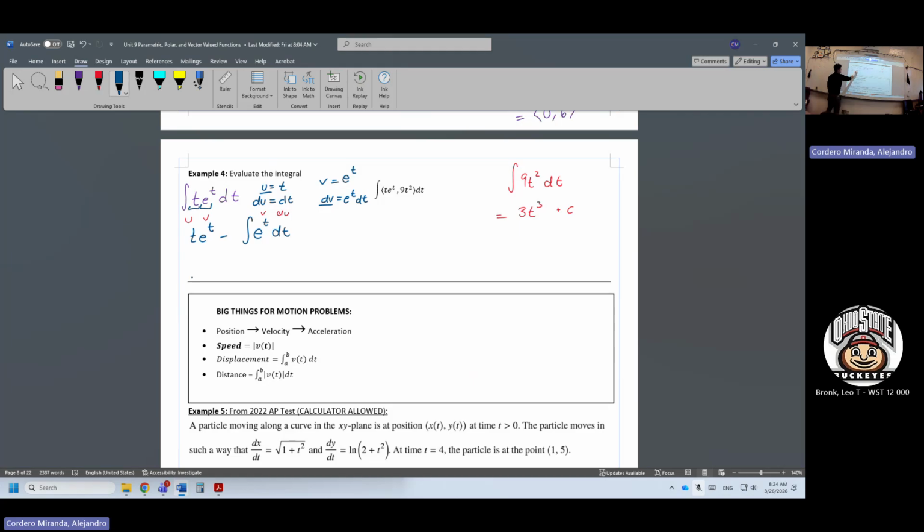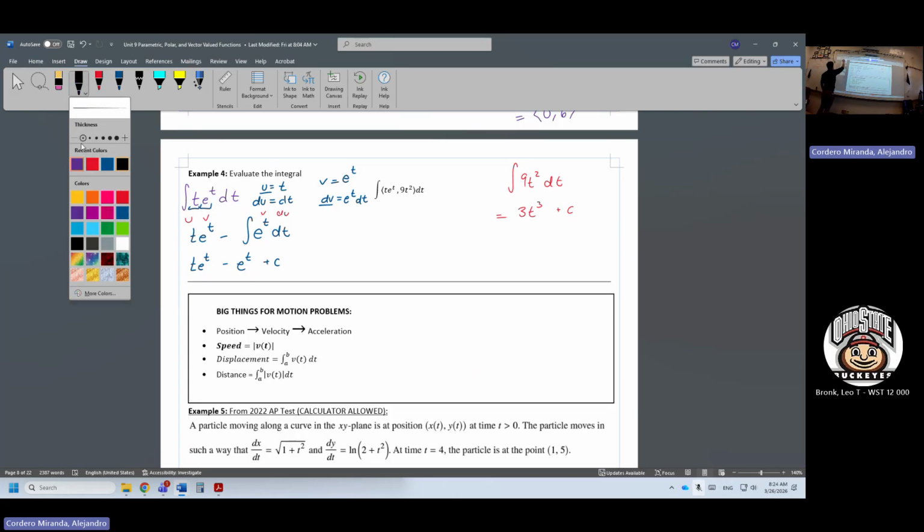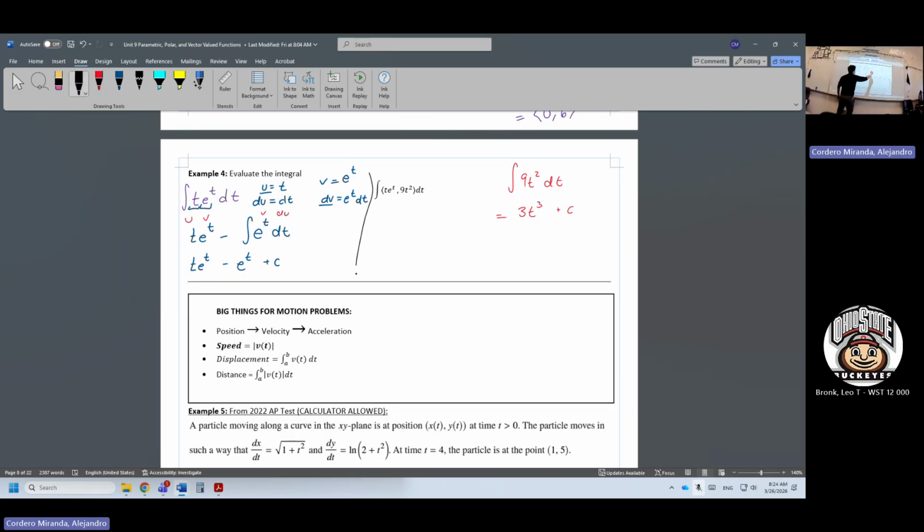Okay, and then not done because I still have an integral to do, but at least that integral is now easy. You take the antiderivative of e to the t and you get another e to the t. And then I guess plus C at the end of this. Okay, and now that was all scratch work. Now I can go answer this question.